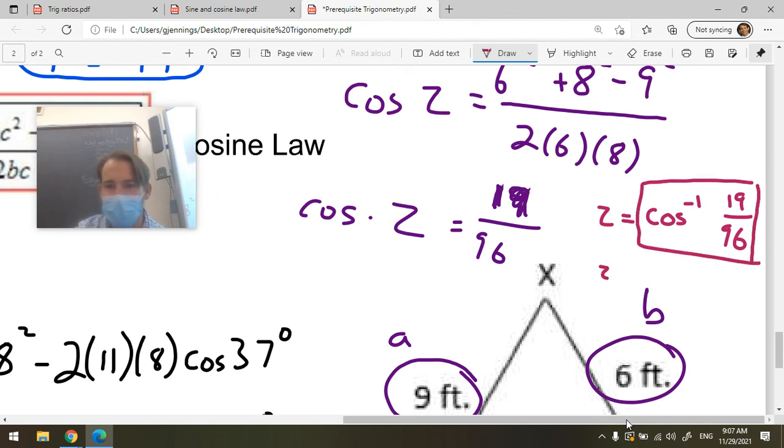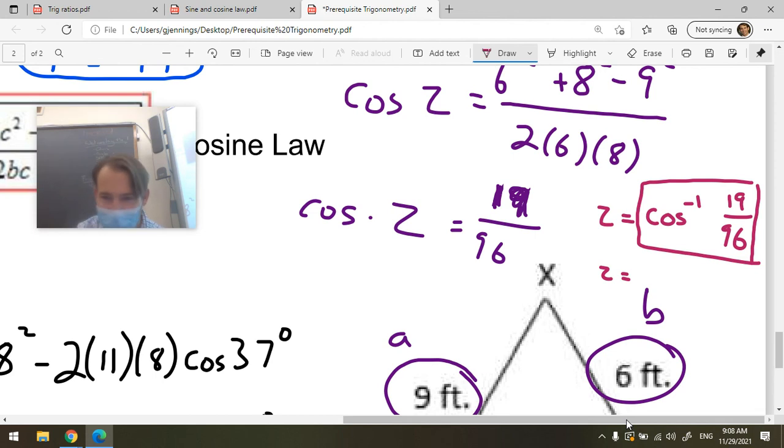Okay, so z equals, so I push cosine inverse. I put this in brackets just like you see it there. I have a bracket, 19 divided by 96. I end the bracket and I push equals. Tells me 78.58. 78.6. Dave, how you feeling about your guess?